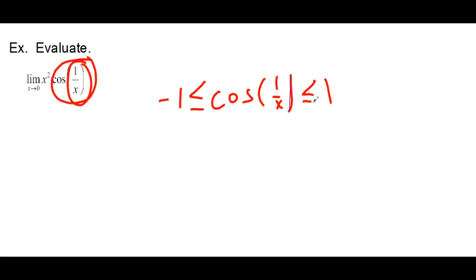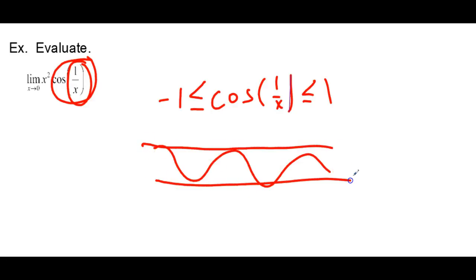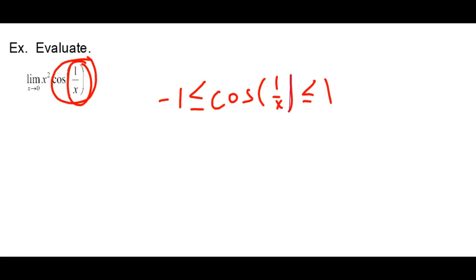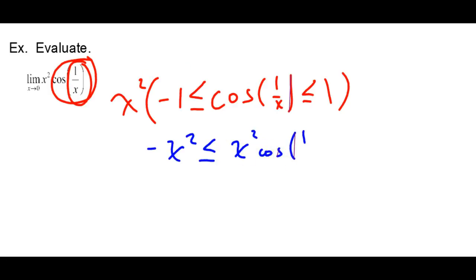And again, if you think about the graph of cosine being like this, it will be between 1 and -1. Now, what I'm going to do is multiply all three sides of this inequality, the left, the middle, and the right, by an x squared. By doing that, I get -x squared is less than or equal to x squared cosine of 1 over x, which is less than or equal to +x squared, right?